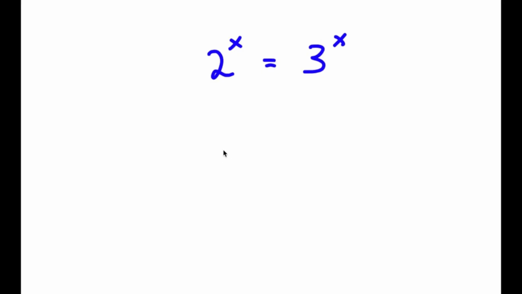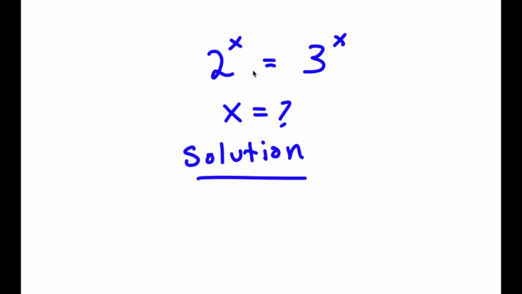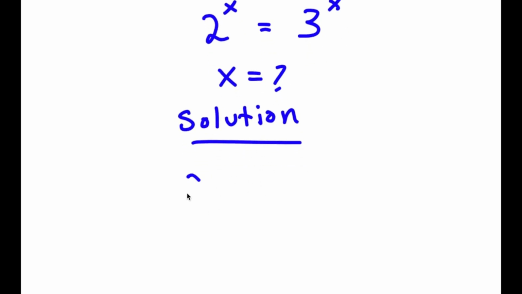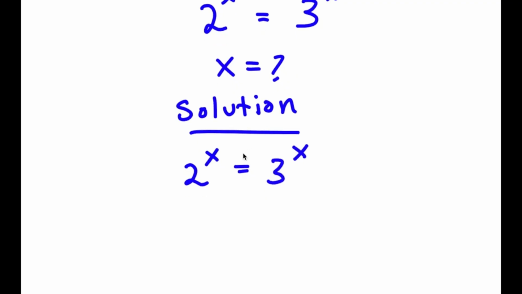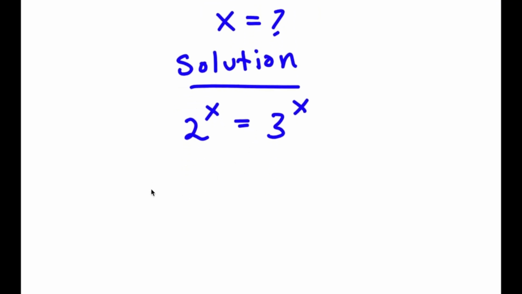Alright, so in this problem, I have 2 to the power of x is equal to 3 to the power of x. So I obviously want to find the value of x here. For my solution, I'm going to first start by writing 2 to the power of x is equal to 3 to the power of x. And I'm going to take the log of base 2 on both sides.